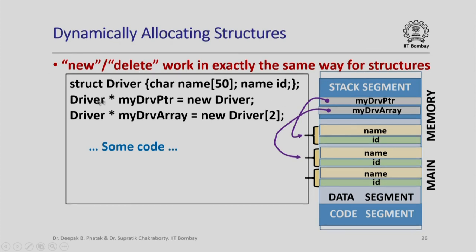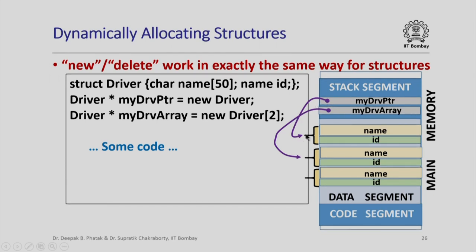Now exactly the same thing is going to happen if I use new and delete with structures. So for example, here is our favorite driver structure, and here I have my driver pointer, which is a local variable in a function, space for it is allocated in the stack segment. When I say new driver, space for an object of the structure type driver is allocated in the data segment or heap. So of course this space will have space for the member name, it will have space for the member ID, and a pointer to this space allocated in the heap will be returned by new, and that pointer will be assigned to my DRV pointer.